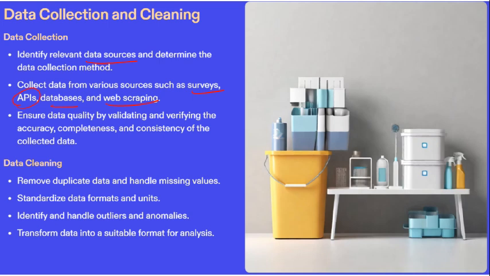Once you collect this data, think about data quality. That's very important. Validate and verify the accuracy, completeness, and consistency of your collected data. You can even look at bias in the data. Data cleaning is where you remove the duplicates and handle the missing values. You will have lots of duplicates and missing values. Standardize the data formats, identify and handle any outlier anomalies, and also transform the data, where you apply a normalization score or the min-max method to normalize your data into a specific format.